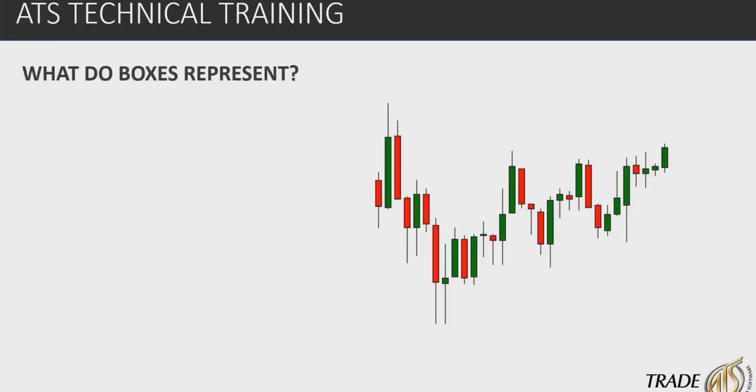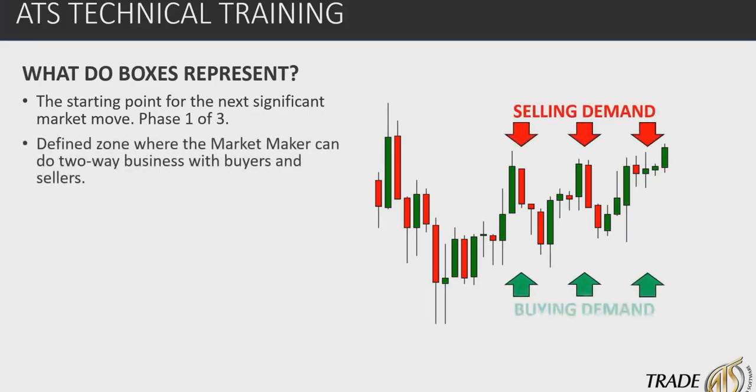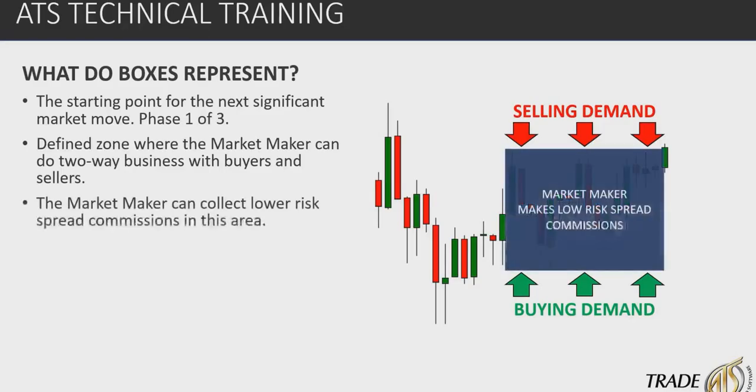So what do boxes represent? Boxes are the starting point for the next significant market move. Phase 1 of 3 in the 3 market phases is the contraction phase, and the box represents the starting point of that. Technically, they're a defined zone where the market maker can do two-way business with buyers and sellers, meaning there's buying and selling demand in these boxes. The market maker can easily match up those trades and collect lower risk spread commissions in this area. Spread commissions are the market maker's main source of income, and this is a very low risk area for them to collect those commissions back and forth until the market breaks.